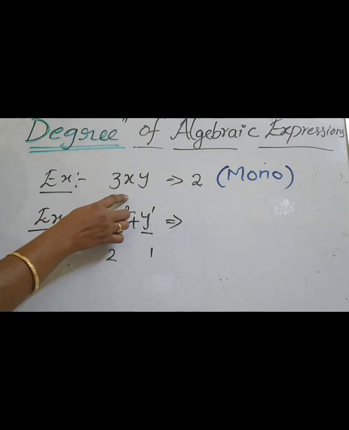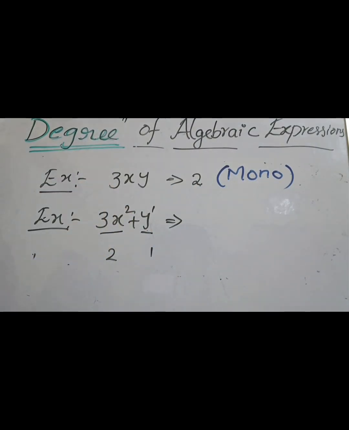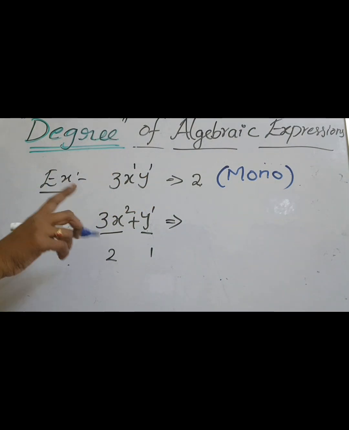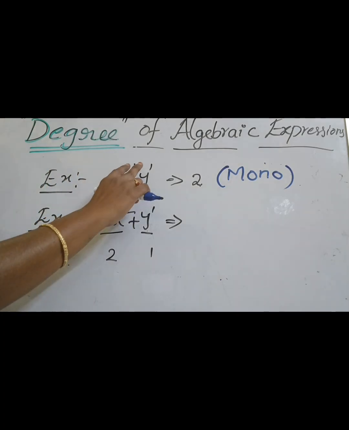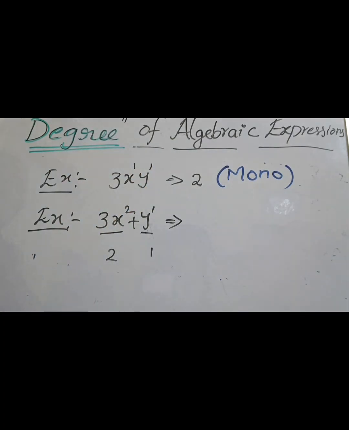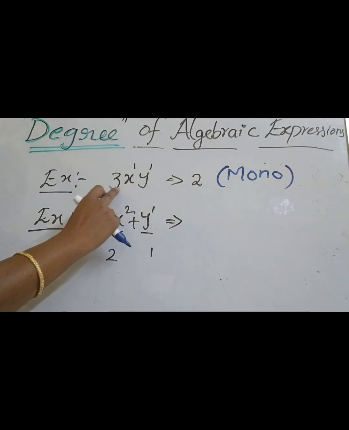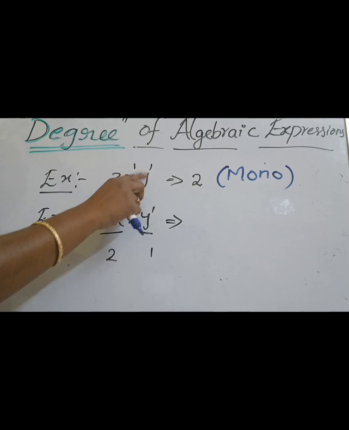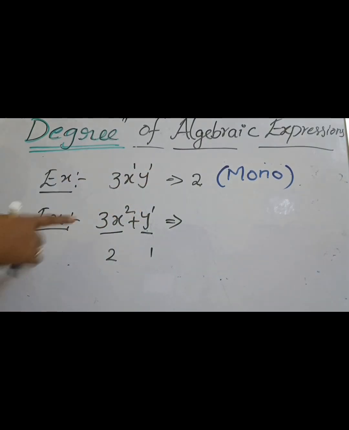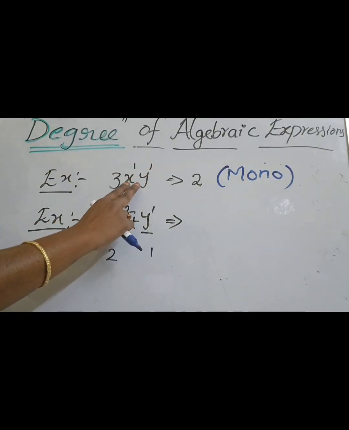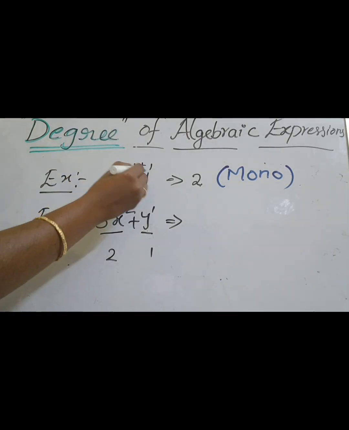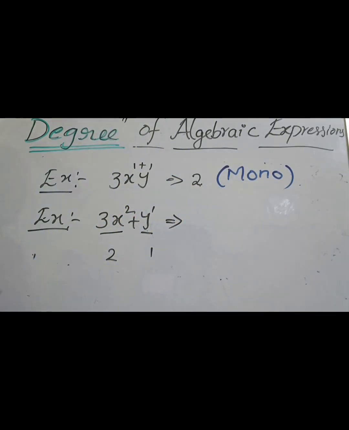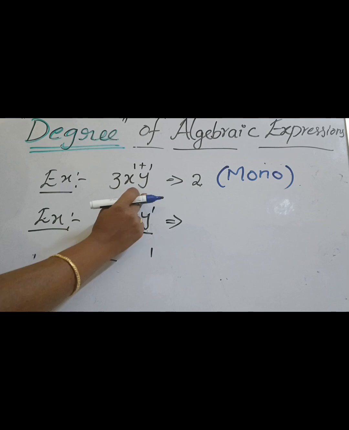Now how to find out the degree of this term? First look at the exponent. What is the exponent of x? 1. What is the exponent of y? 1. So like this, in a single term, if 2 variables are there, you should add those 2 exponents. They are under multiplication, right? And they are in the same term, not separate terms. In the same term, 2 variables are there, so we need to add those powers. Then how much is it? 2. So 2 is nothing but the degree of this term.